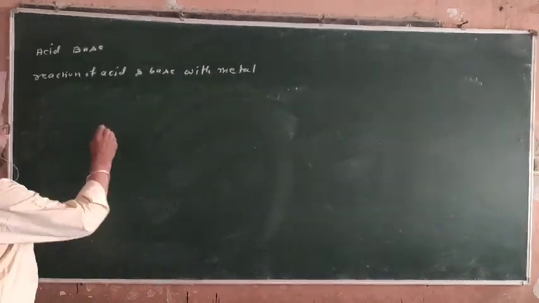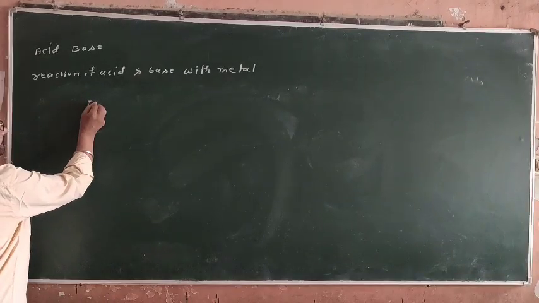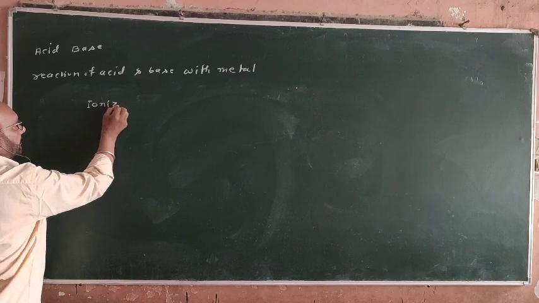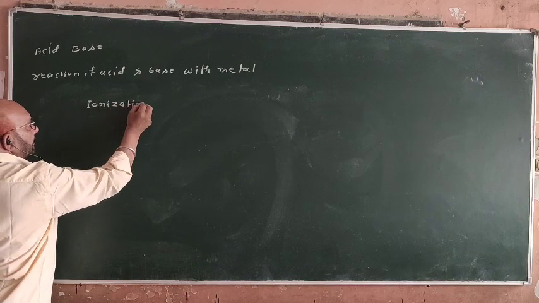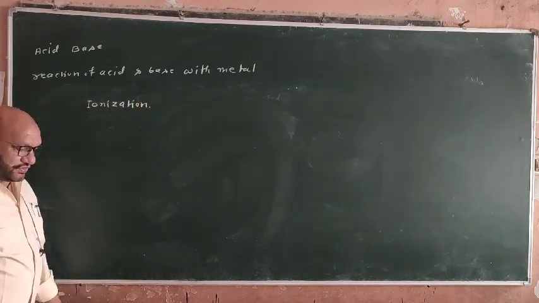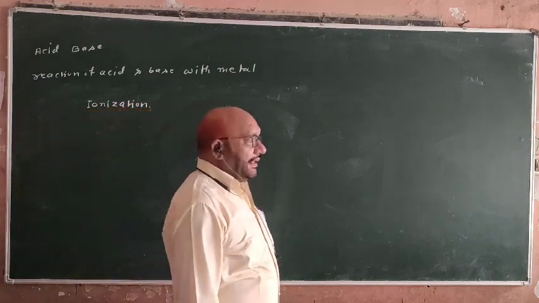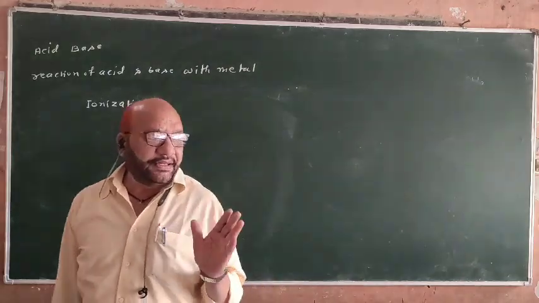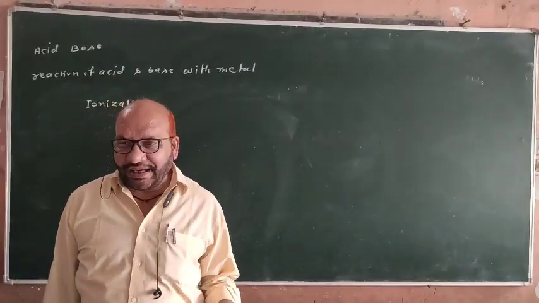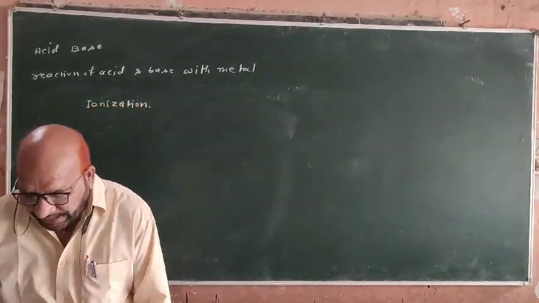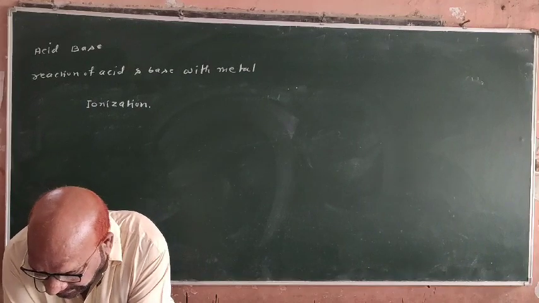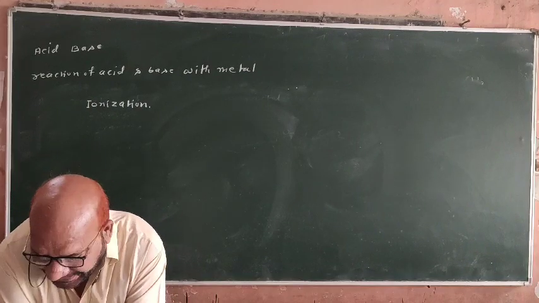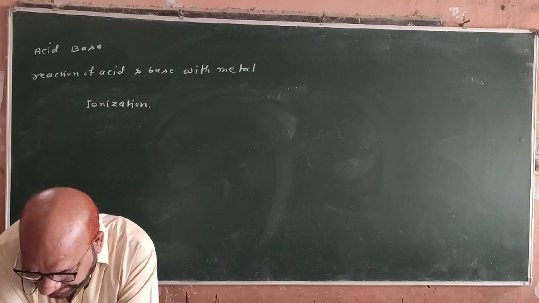Next reaction, ionization. Ionization means when we dissolve any electrolyte in water, then the substance is ionized into its own ions. That type of splitting into positive ion and negative ion is called ionization reaction.